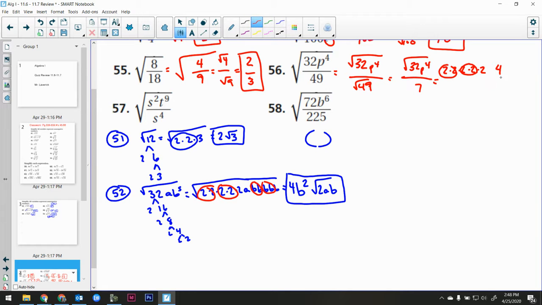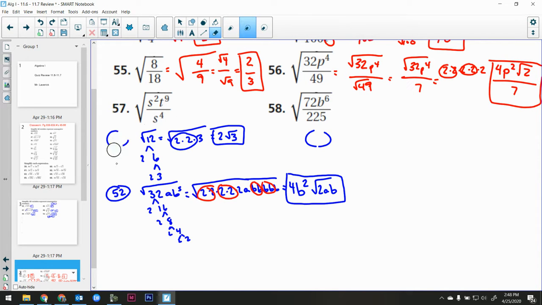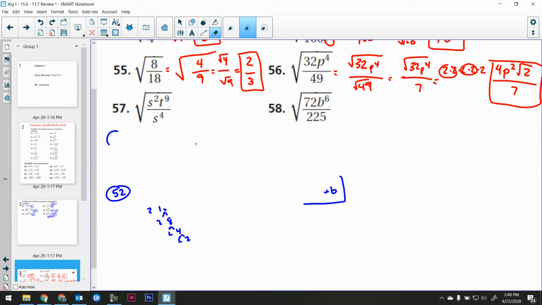So it's 4p squared radical 2 all over 7. That's my answer. Okay. Let's take a look at 57 and 58 real quick. Get those out of the way.